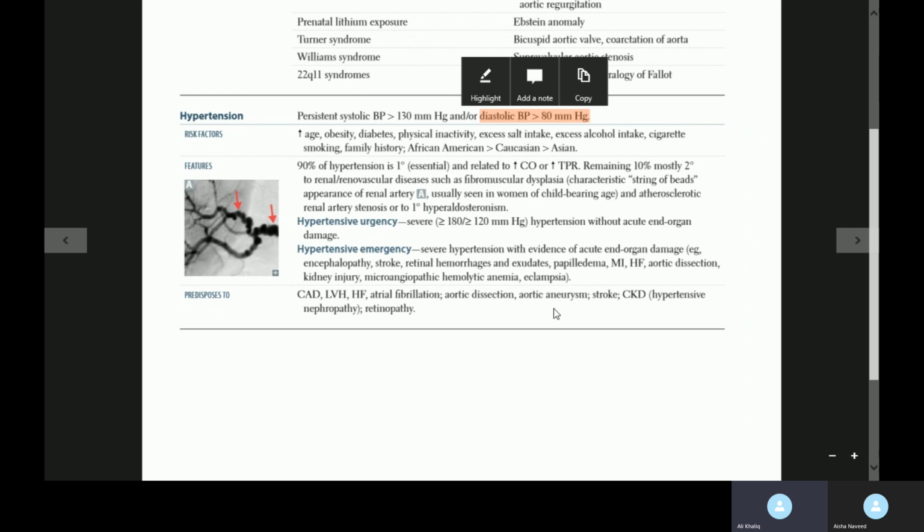Aneurysm as well. The patient can even get a stroke because of so much hypertension, right? And this hypertension can cause hypertensive nephropathy as well. The kidney can fail because of too much pressure in it, right? And eventually they get hypertensive retinopathy as well. So these are the complications that you can see in a patient with hypertension. So any question with the hypertension?